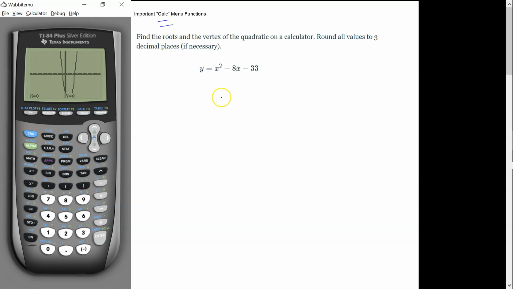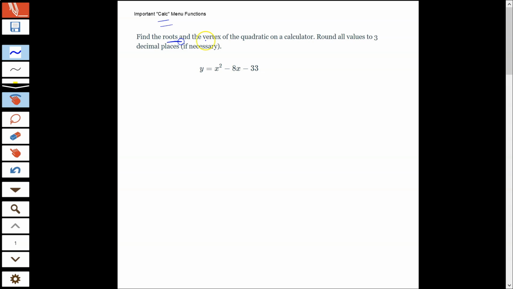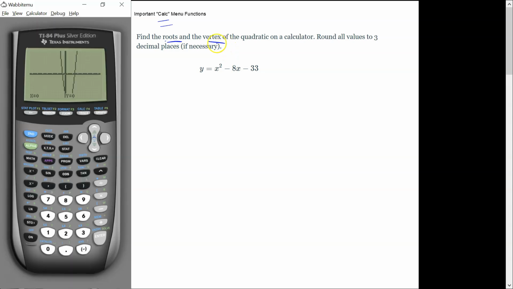Notice it says find the roots and the vertex. So the roots are the zeros. The vertex is the highest or lowest point. So we want to make sure we can see all three of those. It looks like I need to zoom out just a little bit more. So again, oops, not second. I just hit zoom, zoom out, and then enter. And there we go. So now I have my parabola. It looks real skinny in this view because I've zoomed out a little bit.